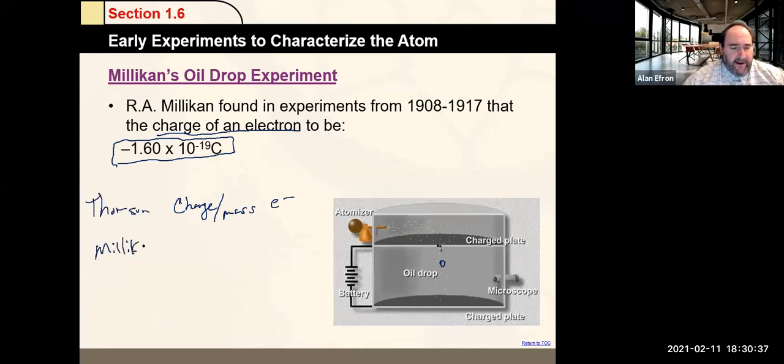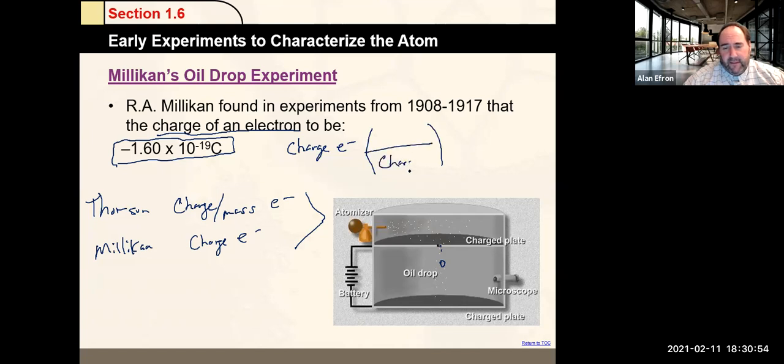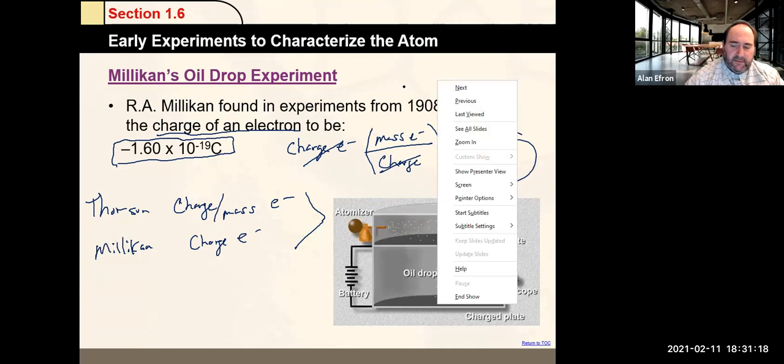Millikan was able to figure out the charge of an electron. The importance of both of these experiments is that if you took Millikan's discovery and divided it by Thomson's discovery, which is the charge to mass of an electron, the charge will cancel, and you're able to figure out what the mass of an electron is. By putting both of those experiments together, they were able to deduce the mass of that subatomic particle, the electron, and that calculation is here.